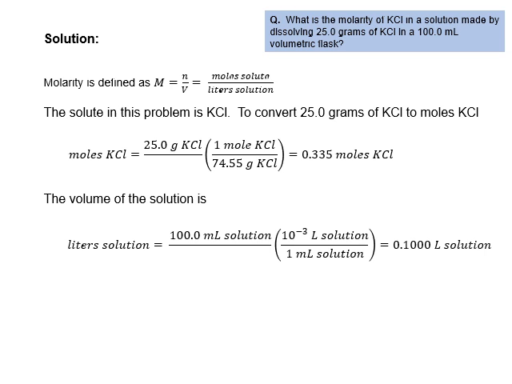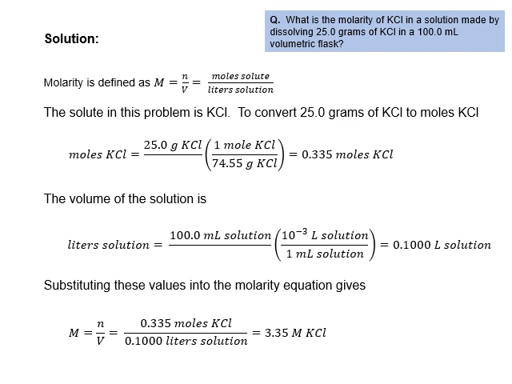The volume of the solution is the same as the volume of the volumetric flask. However, we need to have it in liters rather than milliliters, so we do the conversion between milliliters and liters to get 0.1000 liters of solution. Substituting these values into the molarity equation gives us our final answer of 3.35 molar KCl.